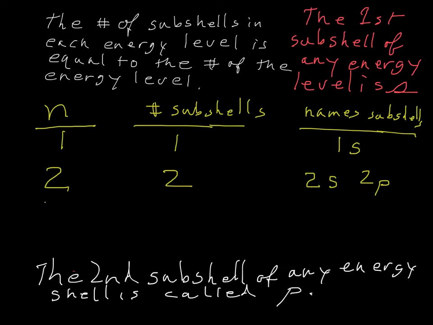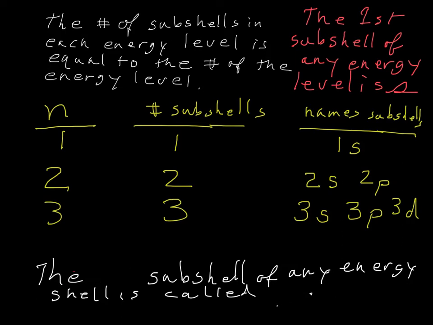Our third energy level, because it's the third, can have 3 subshells. We call the first subshell in the third energy level the 3s. We call the next one the 3p, and the next one the 3d. And you guessed it, the third subshell of any energy shell is called D. So that would be the 3D. 3D, that's awesome, isn't it?